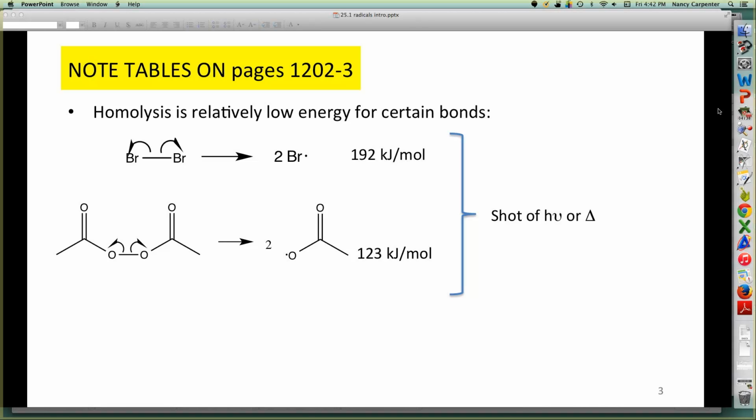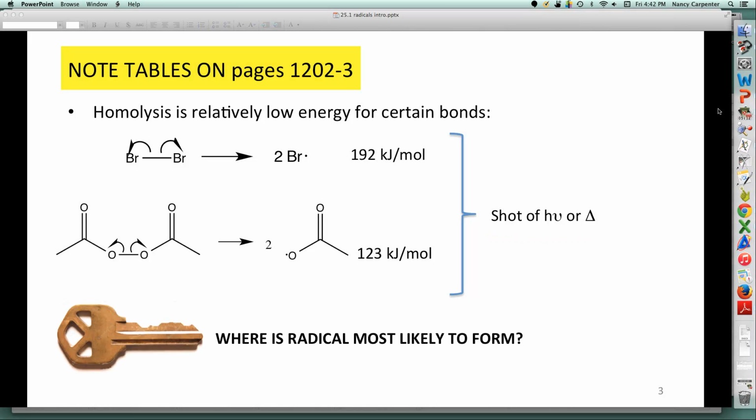And this is your dead giveaway that we're talking about radical chemistry. If the reagent over the arrow, there's no acid, there's no base, there's nothing polar at all, it's just h nu, signifying light of a particular wavelength, or heat, that's all it takes to break these super weak bonds and generate a radical.